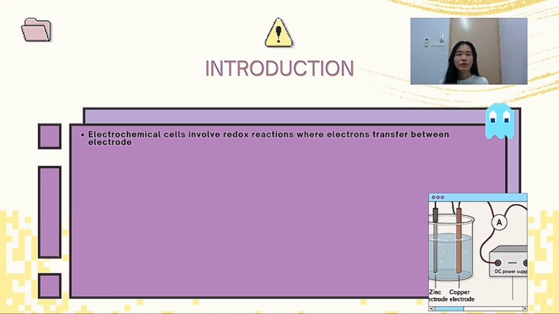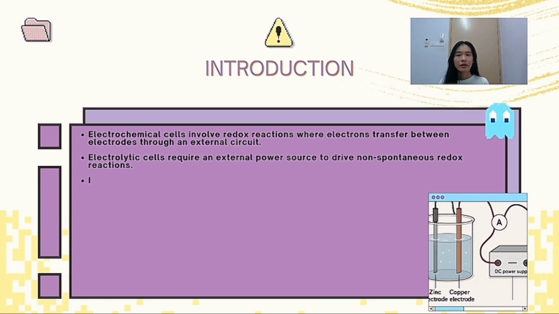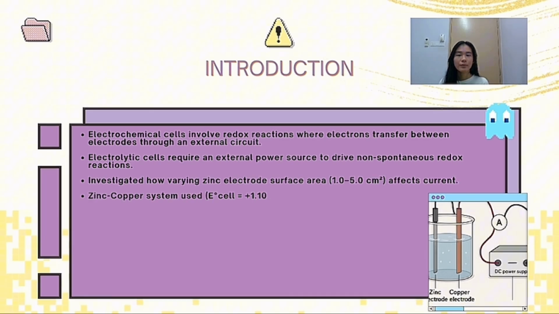Electrochemical cells involve redox reactions, where electrons are transferred between electrodes through an external circuit. In an electrolytic cell, a non-spontaneous redox reaction is driven by an external power supply. In this experiment, we focused on a zinc-copper system. Zinc acted as the anode for oxidation, while copper acted as the cathode for reduction.